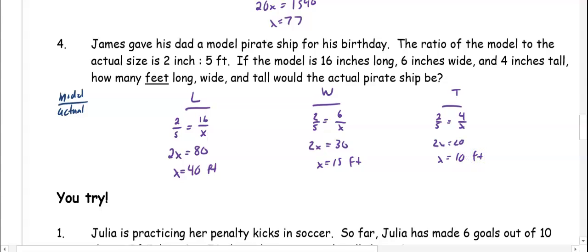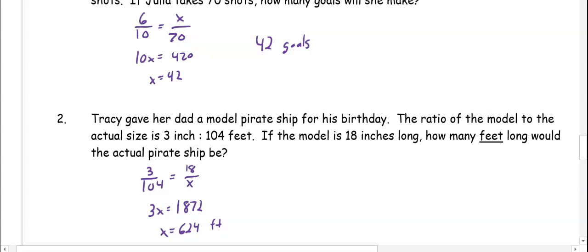Pause the video and try the U-Try problems. Check your answers to the U-Try problems and pause the video if you need more time to check.